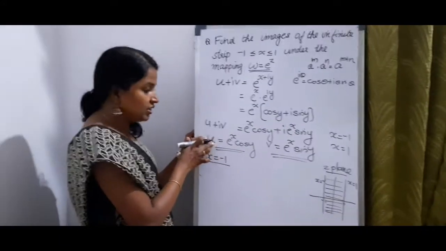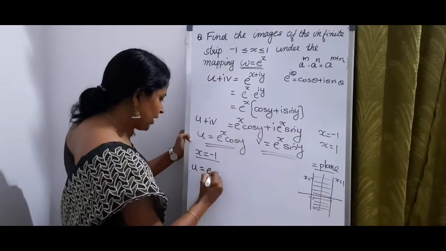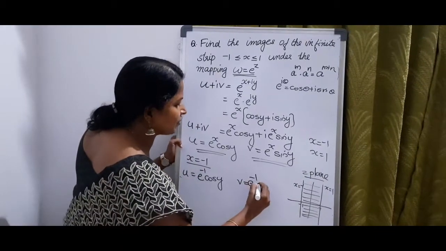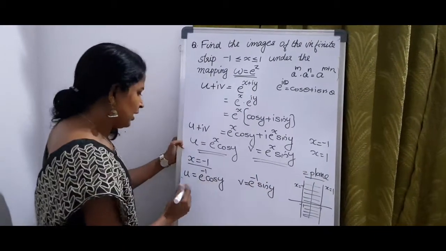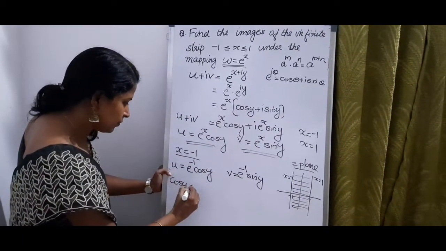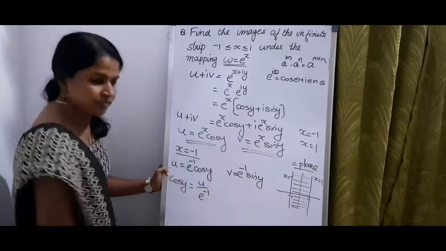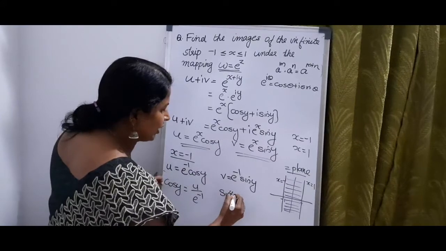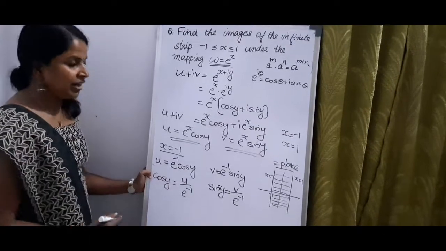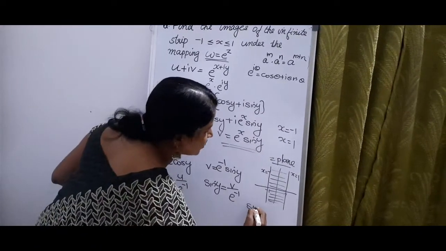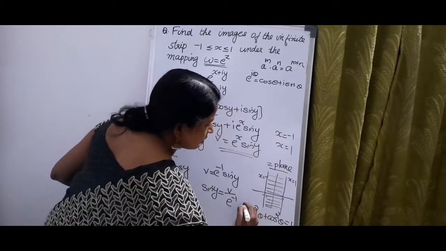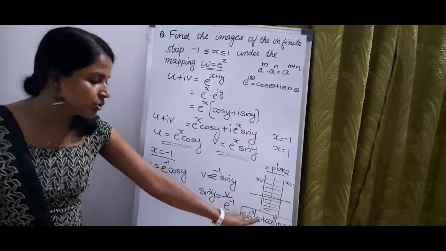Put x = -1 in u and v. u = e^(-1) cos y and v = e^(-1) sin y. What is cos y here? cos y = u / e^(-1). Here sin y = v / e^(-1). Then we have an identity, sin²θ + cos²θ = 1.